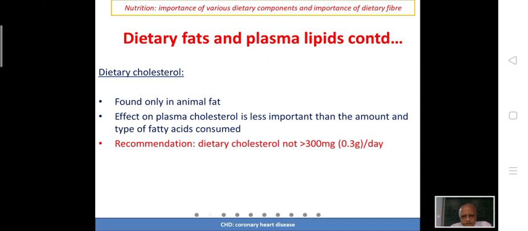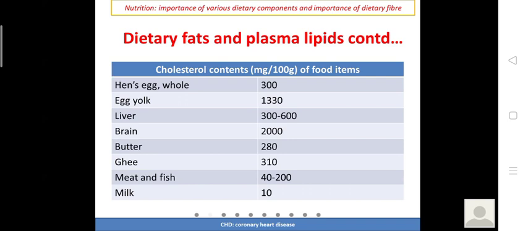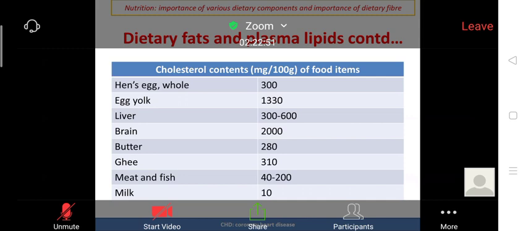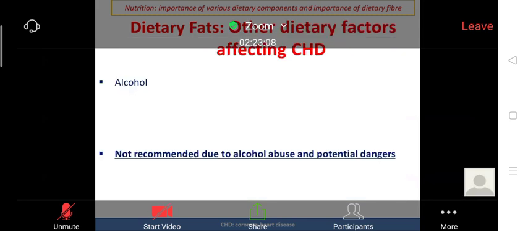And this is the recommendation that dietary cholesterol, or the cholesterol content in the diet, should not exceed 0.3 grams per day, or 300 milligrams per day. That is the limit. This is the table I have borrowed from a book. Some non-vegetarians' favorite dish runs very high in cholesterol, as do butter, ghee, meat and fish. They should all be kept within limits of intake. Milk, of course, has some, but it is very little or negligible.